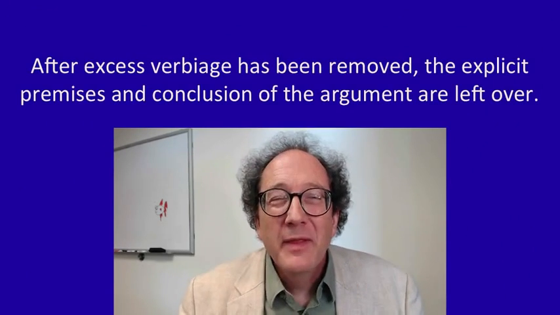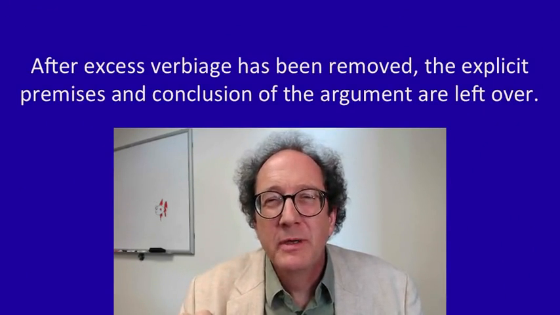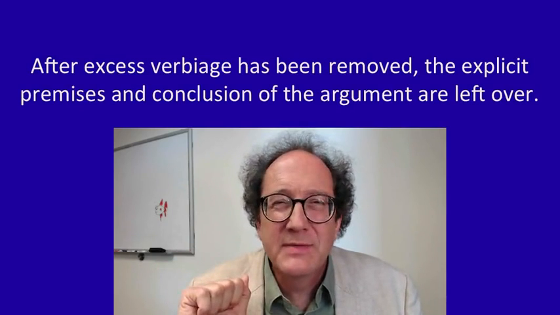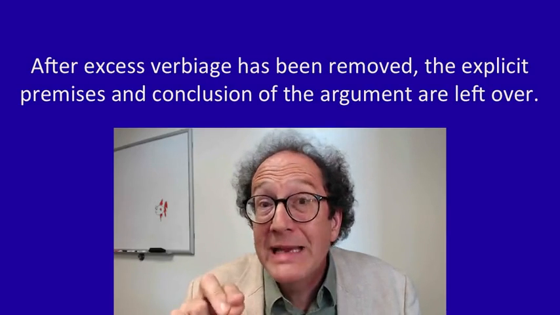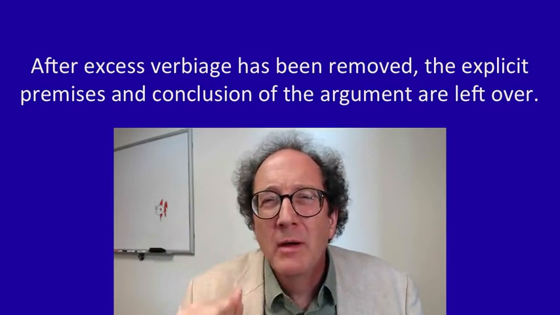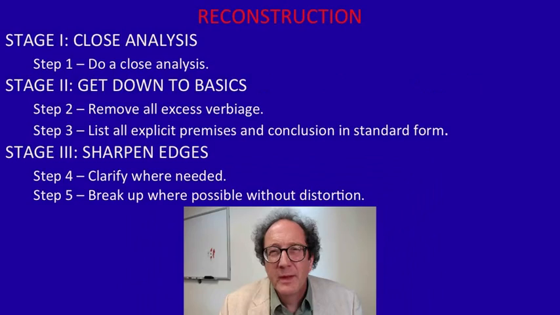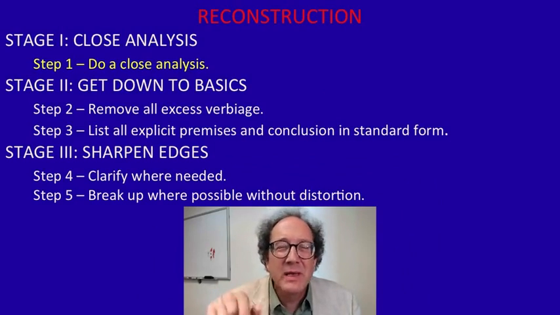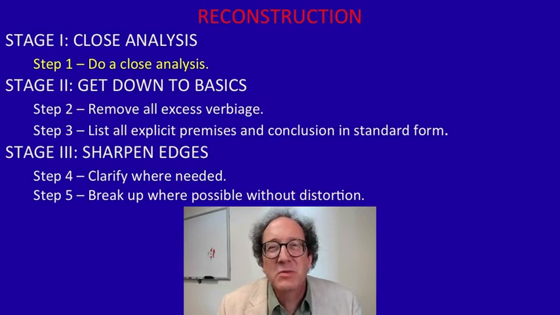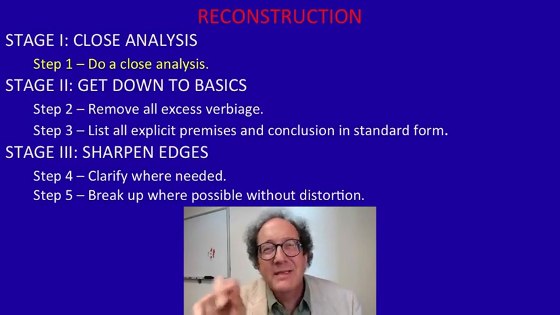Finally, once we've removed all the excess verbiage, what's left over? The answer is the explicit premises and conclusion in the argument. The point of removing the excess verbiage was to separate those essential parts of the argument, those basics of the argument, from all the stuff that's unnecessary. Of course, we still have to decide which ones are premises and which one's the conclusion, right? And that's why the close analysis helps, because we indicated which ones were reason markers and which ones were conclusion markers, and that lets you identify that these are the premises and that's the conclusion.